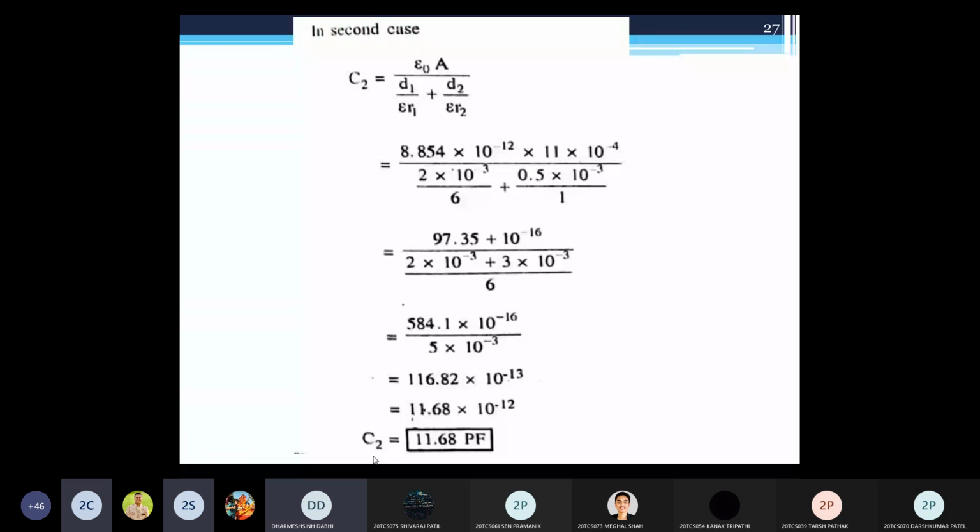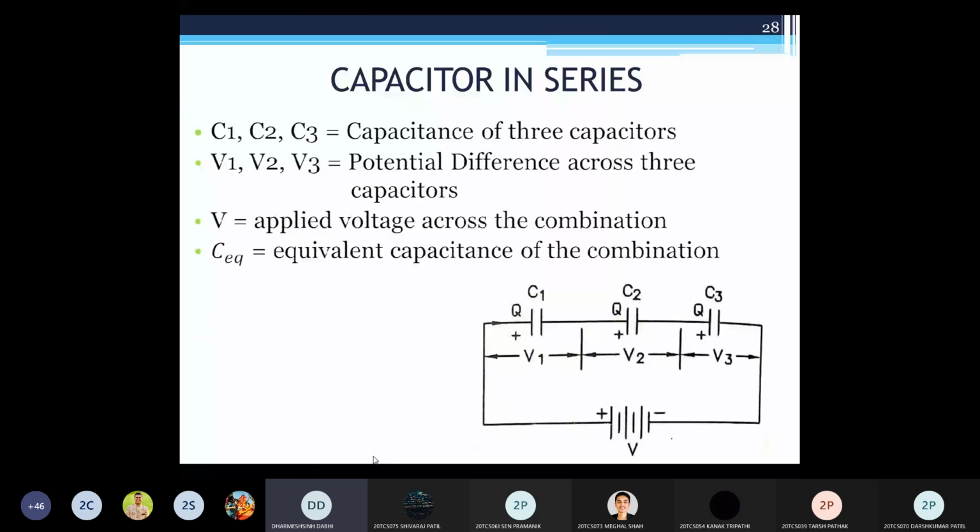Yes, sir. Okay, so I move to the next topic, capacitance in series. All of you know that when capacitors are connected in series, there is an equation to calculate the equivalent capacitance, so we derive that here. You already learned this in your 12th standard, but here we just repeat this.